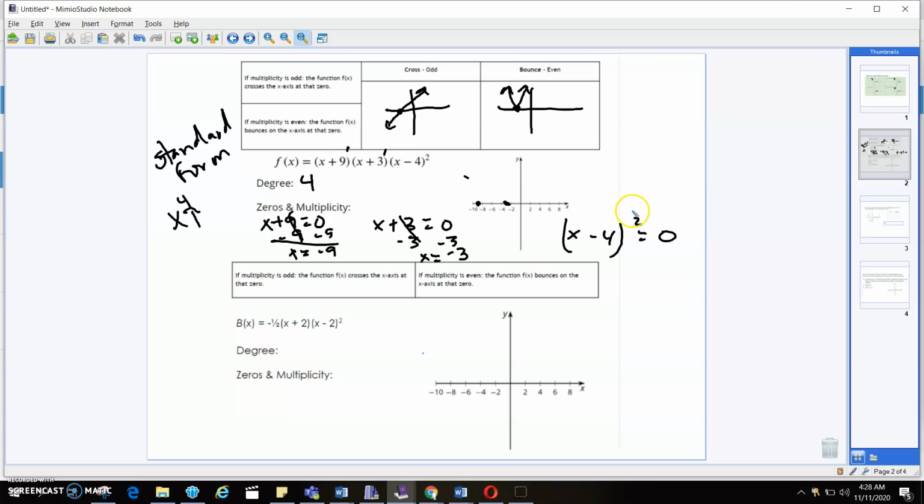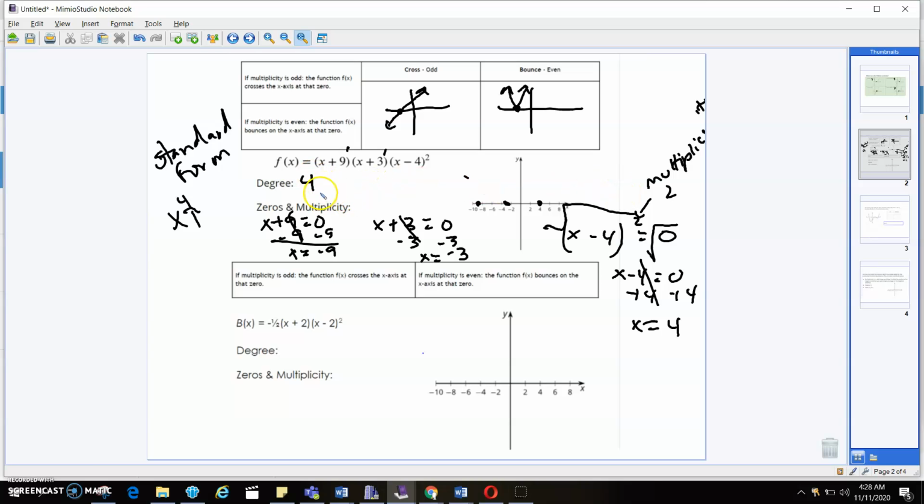And then when we solve this, remember, in order to get rid of that squared, we're going to take the square root on both sides. That's going to give you x minus 4 equals 0, plus 4 plus 4. So x is going to equal 4. Now, we have a degree of 4, but we only have 3 solutions. But you notice how there's a 2 right here. This has a multiplicity of 2. So that means that we're going to have a bounce.